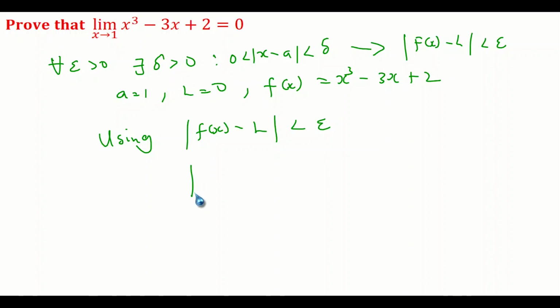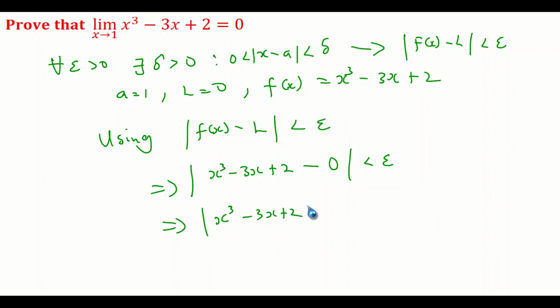So this will be f of x now, which is x to the power of 3 minus 3x plus 2, then minus L, which is 0, is less than epsilon. So this implies x to the power of 3 minus 3x plus 2 is less than epsilon.